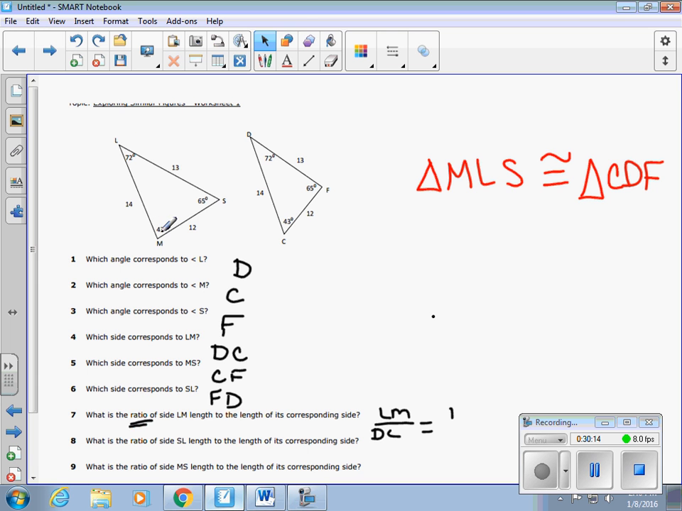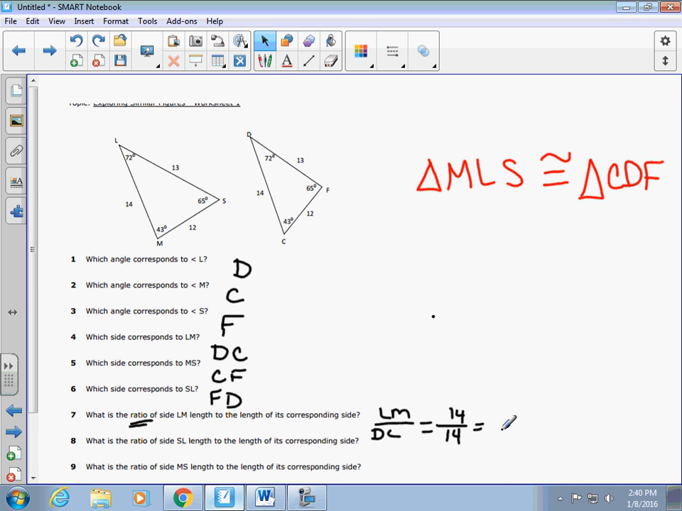Remember, these little things in here with the degrees are your angle measurements. So what's the length of that side? And what's the length of DC? And now can I reduce that? I can reduce it by 14, so this becomes 1 over 1.